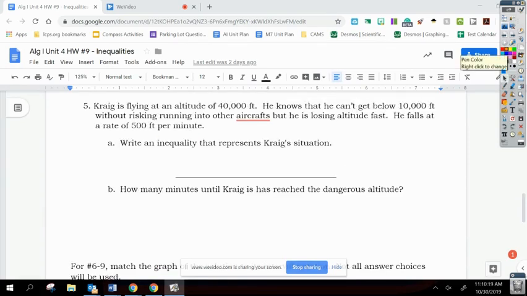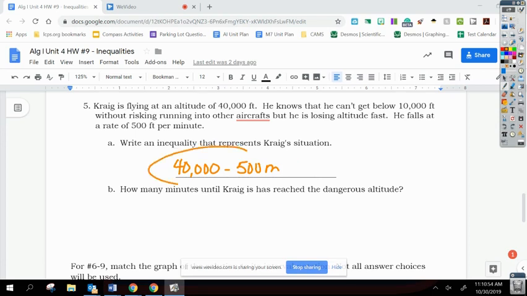Dealing with Craig in this question, Craig is flying at an altitude of 40,000 feet. He knows he can't go below 10,000 feet. But he's losing altitude. He falls at 500 feet per minute. So falling would be negative 500 feet per minute. Those are things that we need to be aware of. So right now he's at 40,000, but he's losing 500 per minute. And he knows that he can't be less than, well, he can be equal to, right? So he has this value.